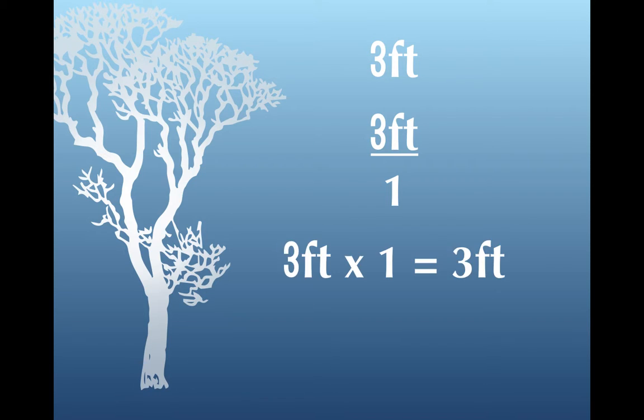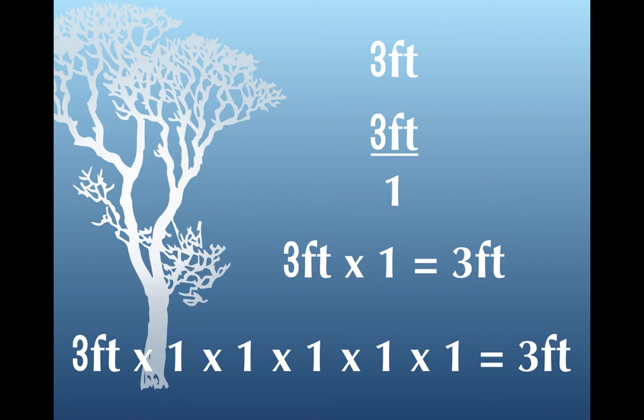All right, this next one, 3 feet times 1, is still the exact same thing. It's still 3 feet. It's no more than 3 feet. It's no less than 3 feet. So if you get a little bit crazy, if you go 3 feet times 1 times 1 times 1 times 1 times 1, you still have 3 feet. I do not have more than 3 feet. I do not have less than 3 feet. So this principle is what dimensional analysis is based on.